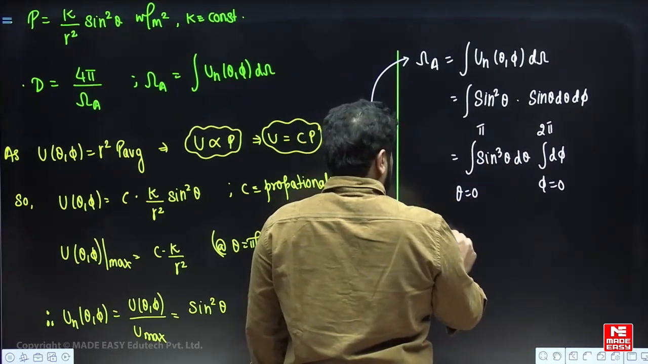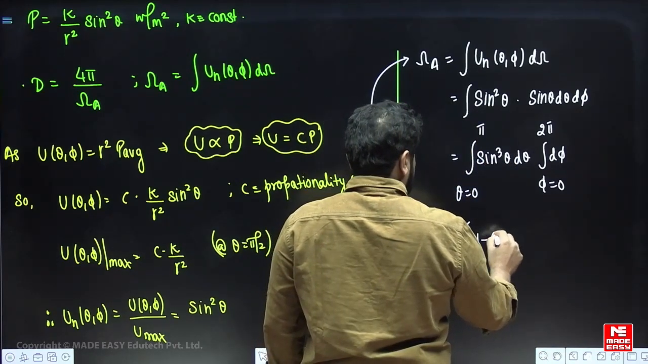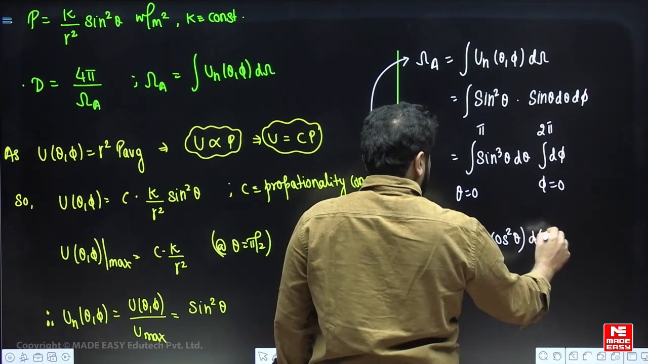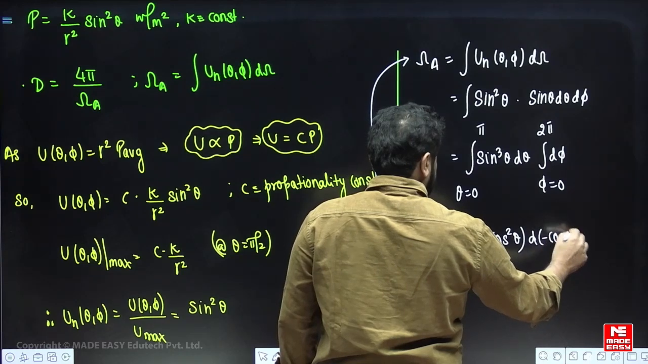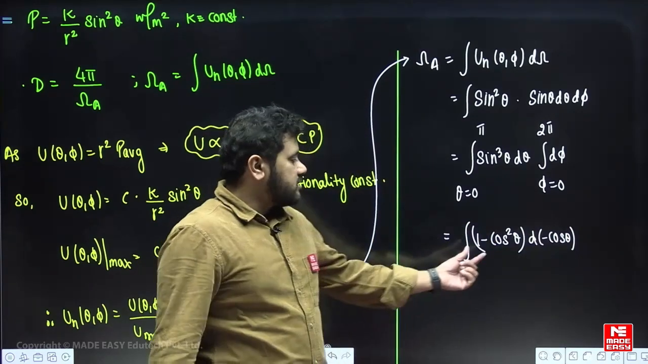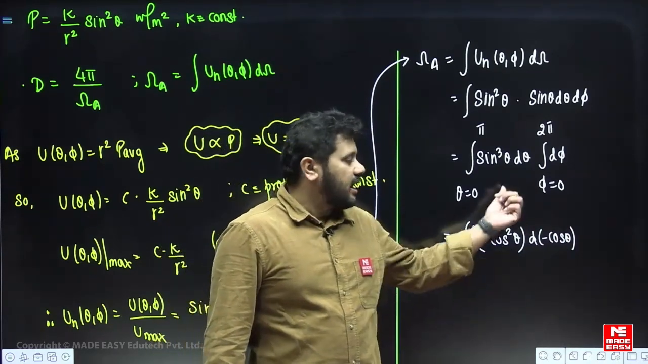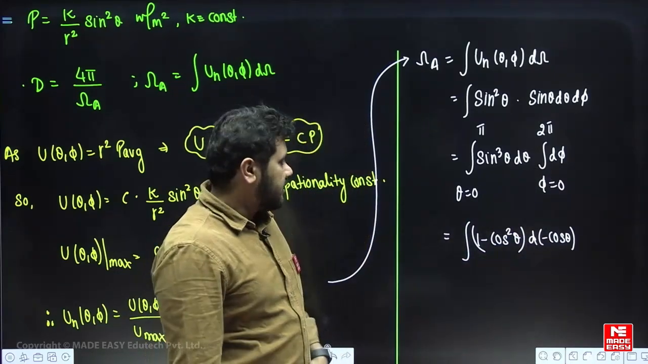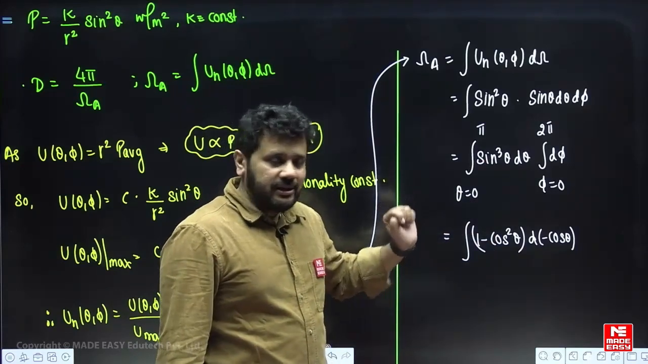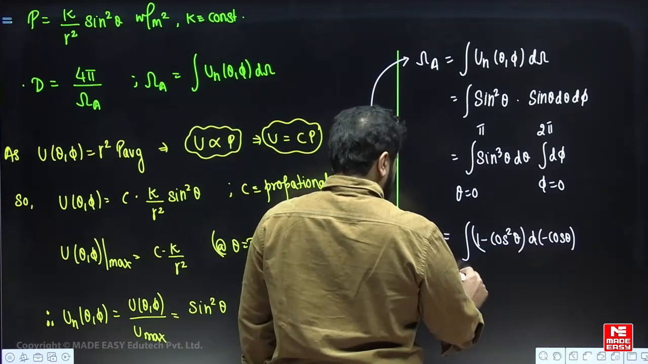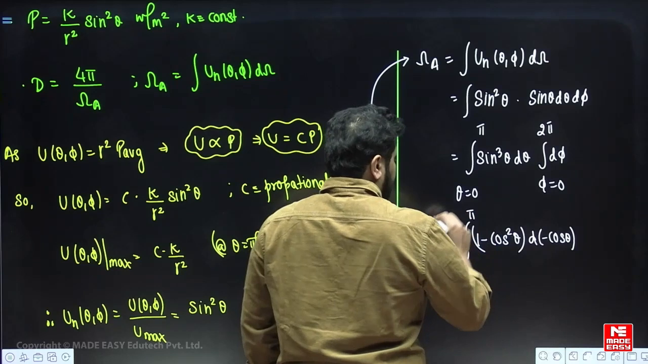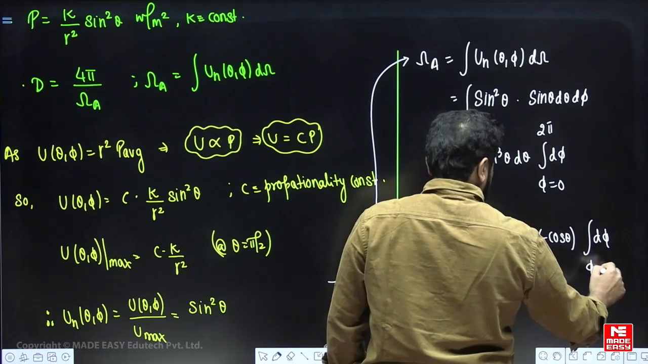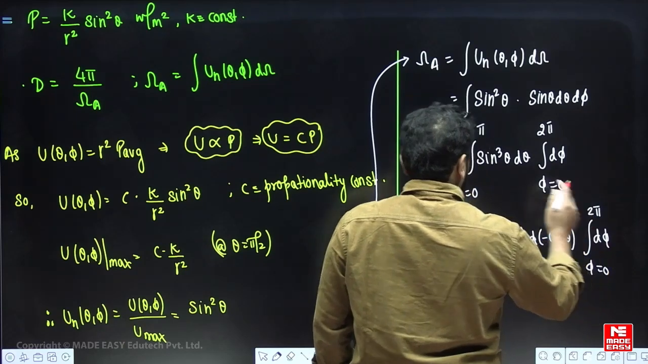Now this integration I can do it like this also. This is your 1 minus cos square theta into d of minus cos theta. Can I write it like this? Because 1 minus cos square theta is your sin square theta, and what is left is sin theta. So sin theta can be written as d of minus cos theta. So this can be written like this mathematically. So from here theta 0 to pi, and this is an integration of d phi, phi equal to 0 to 2 pi. Can I write it like this?